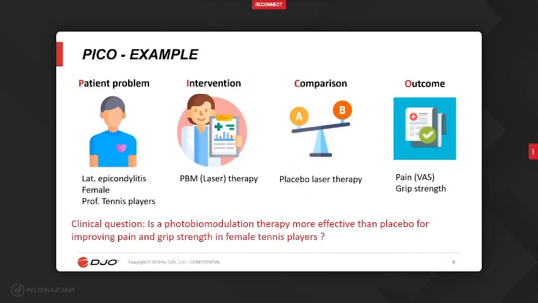A simple example of how applying PICO for formulating a clinical question can be the following. So a patient with lateral epicondylitis, female, professional tennis player, the intervention photobiomodulation therapy or laser therapy. Then the comparison can be placebo laser therapy, and the outcome, pain on a VAS scale and grip strength. So the clinical question we can make here is: is photobiomodulation therapy more effective than placebo for improving pain and grip strength in female tennis players?